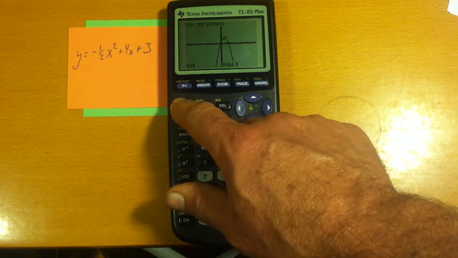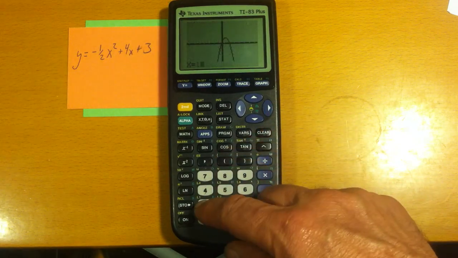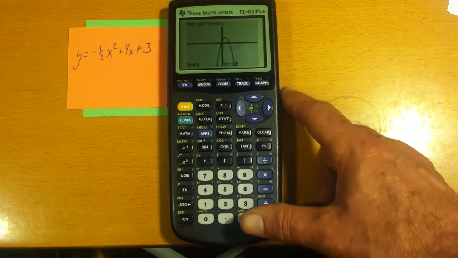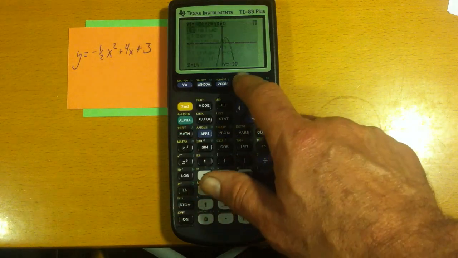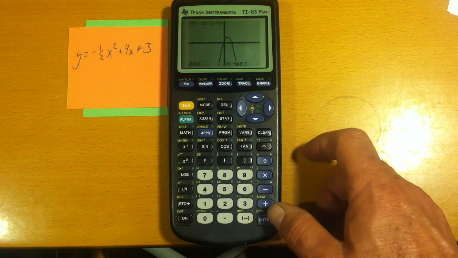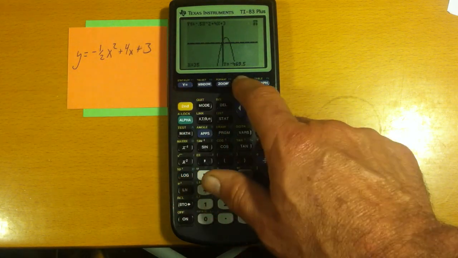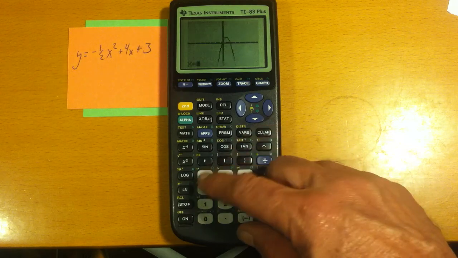So let's do another one. I go second calc, and I'm going to plug in a value of 14. And it gives me a y again. Let's do one more. Let's do 35. Well, that works as well. Let's do one more. Value 100.